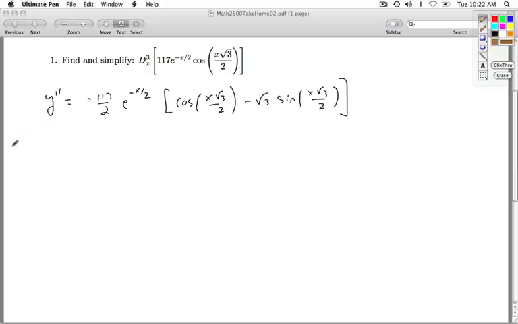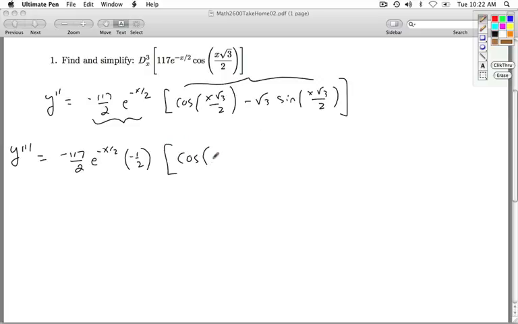And now it's time for the third derivative. And once again, we're going to have to use our friend the product rule and the chain rule. So the derivative of the first factor is negative 11(7) over 2 e to the minus x over 2 times negative 1/2, times the second one. We leave it as is.